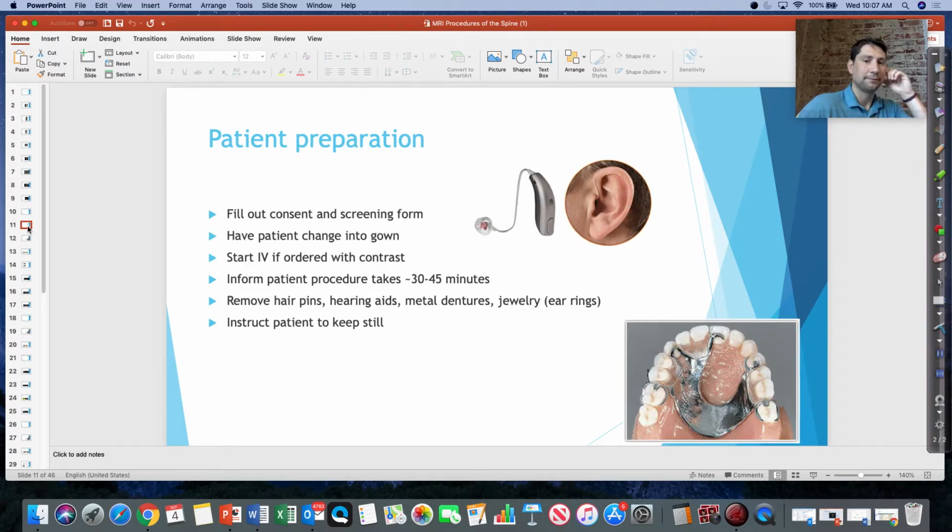Patient prep, main thing is your dentures. That could create a major metal artifact. Don't want any hearing aids, necklaces, things like that. If you're an inpatient, you have the metal snaps on the gown. Make sure to fold those down just like an x-ray, just to get those out of the way.